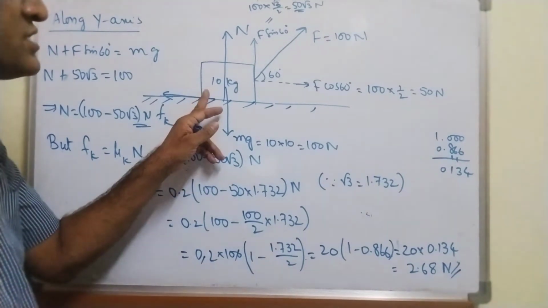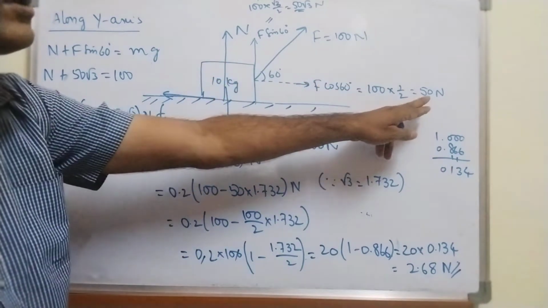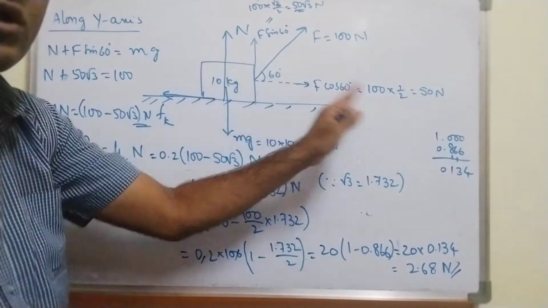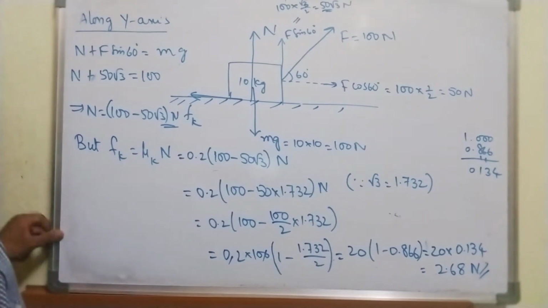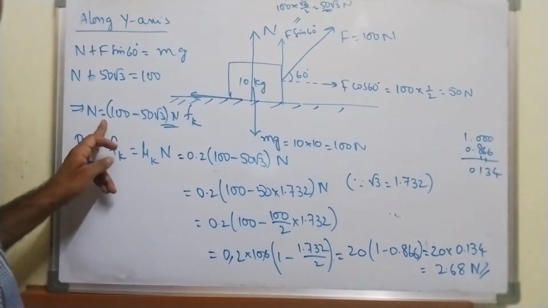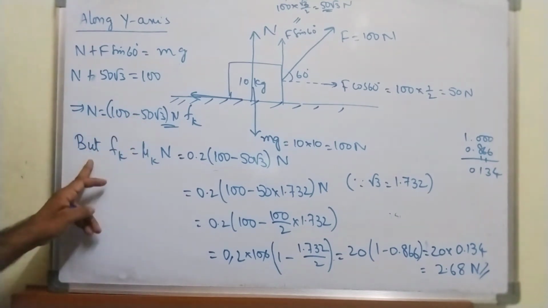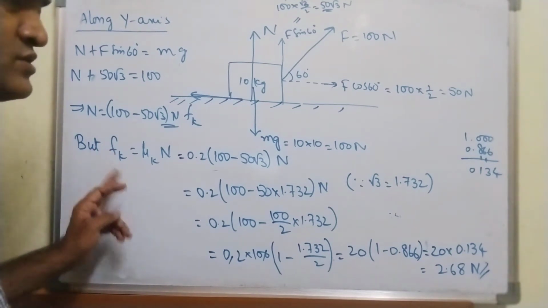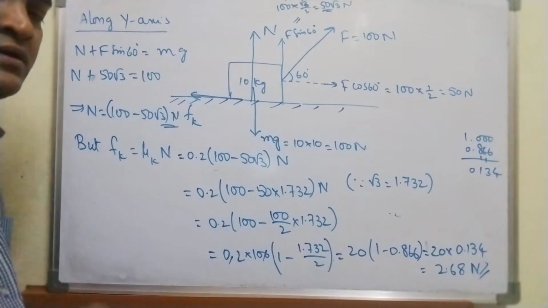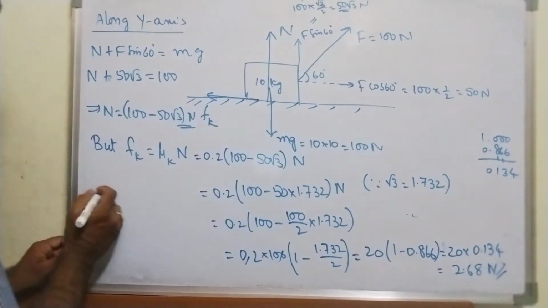But in which direction is this block moving? This block is moving in the direction of 50 Newton. It is moving horizontally. So what is the net force? This is along the y-axis. I have calculated the value of normal force. From normal force, I have calculated the value of kinetic friction. And then, if you remember, the net force is acting along the horizontal direction, is it not?